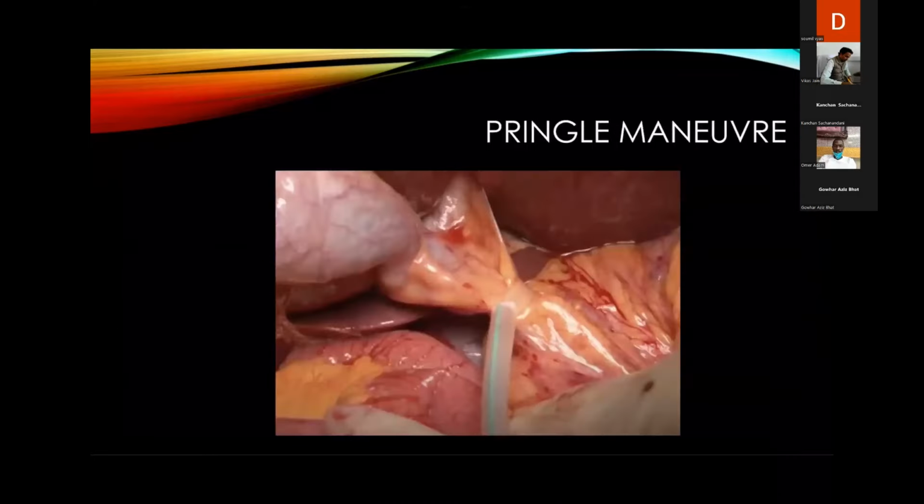We also use vascular isolation techniques. It can be a Pringle maneuver, a half Pringle maneuver. In a few cases, it might help you to decrease the blood loss.